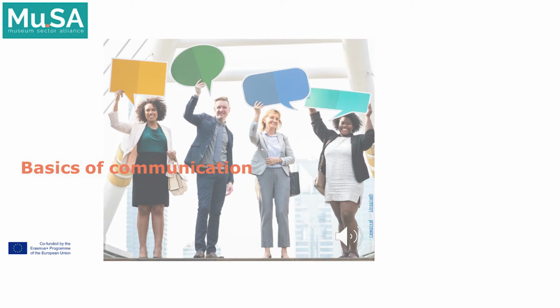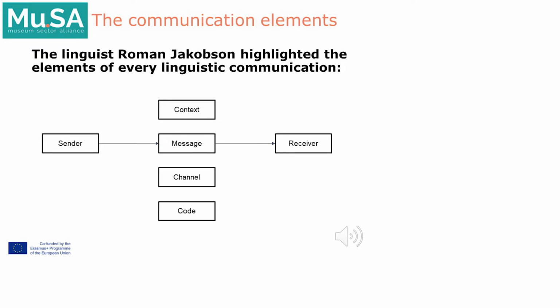Basics of communication. The communication elements. According to the linguist Roman Jakobson, any act of verbal communication is composed of 6 elements that are necessary for the communication to occur: a context, the world of signs in which the message takes place, a sender, a receiver, a channel to put in contact addresser and addressee, a common code, and a message.